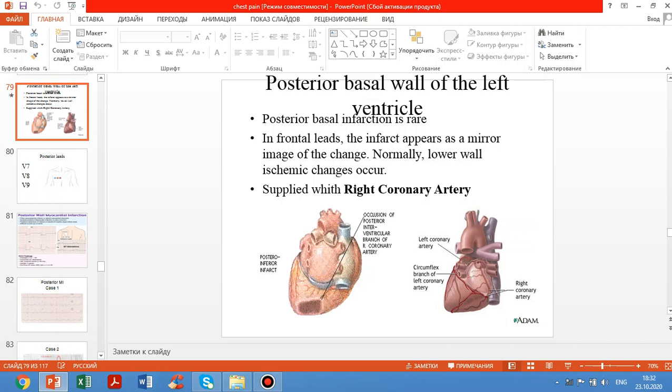Posterior basal wall of the left ventricle. Posterior basal infarction is very rare. In frontal leads, the infarcts appear as mirror images of the changes. Normally, lower wall ischemic changes occur, supplied by the right coronary artery. This is the basal wall of the myocardium of the left ventricle.